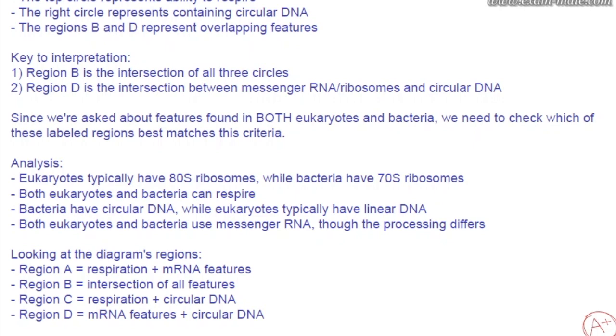Analysis. Eukaryotes typically have 80S ribosomes, while bacteria have 70S ribosomes. Both eukaryotes and bacteria can respire. Bacteria have circular DNA, while eukaryotes typically have linear DNA. Both eukaryotes and bacteria use messenger RNA, though the processing differs.